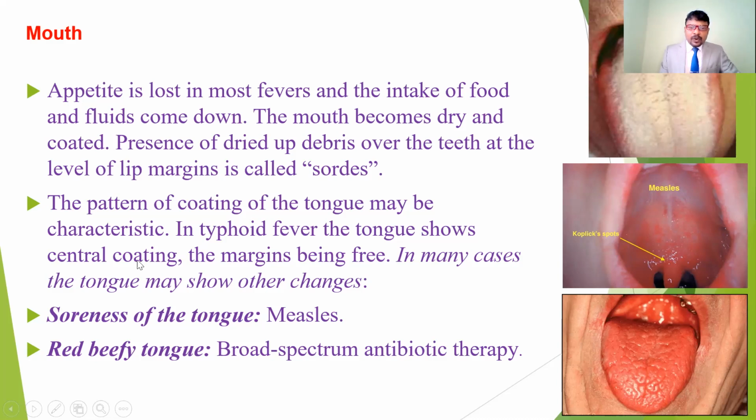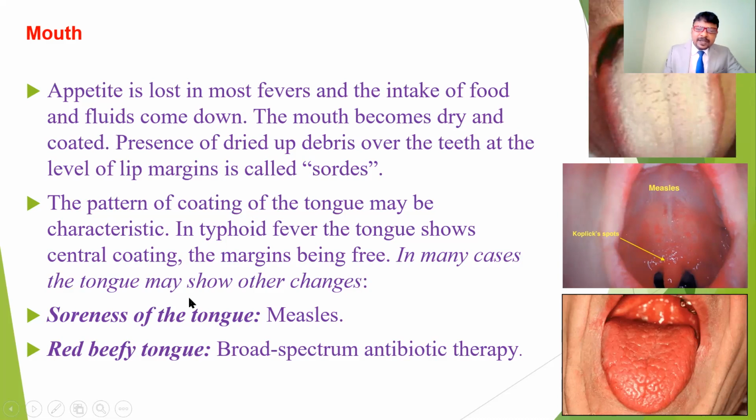And also the pattern of the coating of the tongue may be characteristic. So in typhoid fever, the tongue shows a central coating. In the central coating, we are going to find it only centrally here, while the surrounding periphery has no coating. If it is present in the center, it indicates typhoid fever.